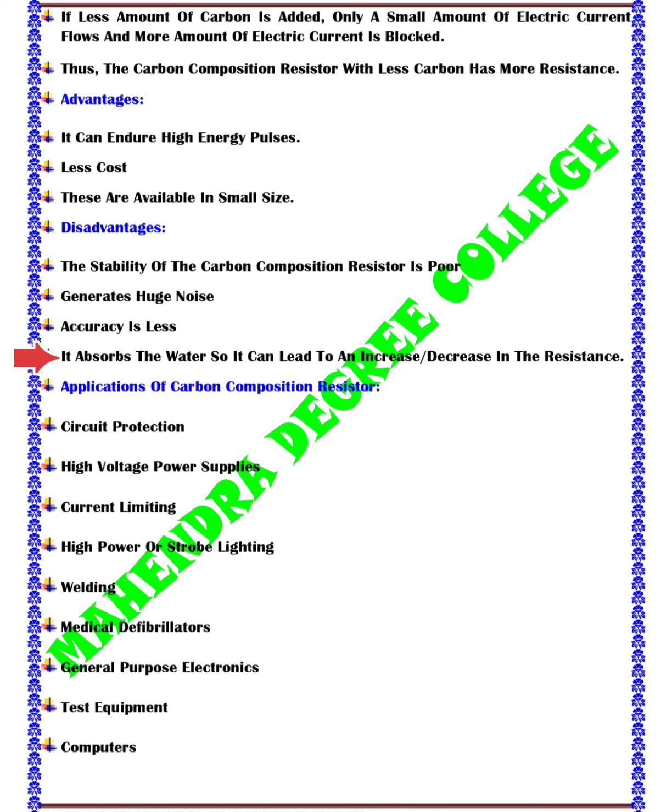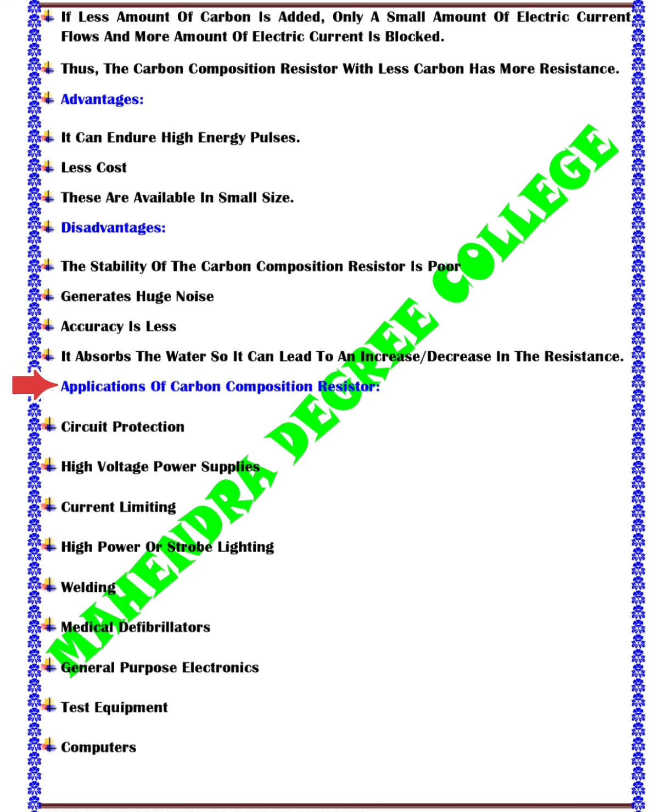Fourth one, it absorbs water, so it can lead to an increase or decrease in the resistance. It means carbon composition resistors are made from a mixture of carbon particles and a binder, which can be porous and susceptible to absorbing moisture from the surrounding environment.